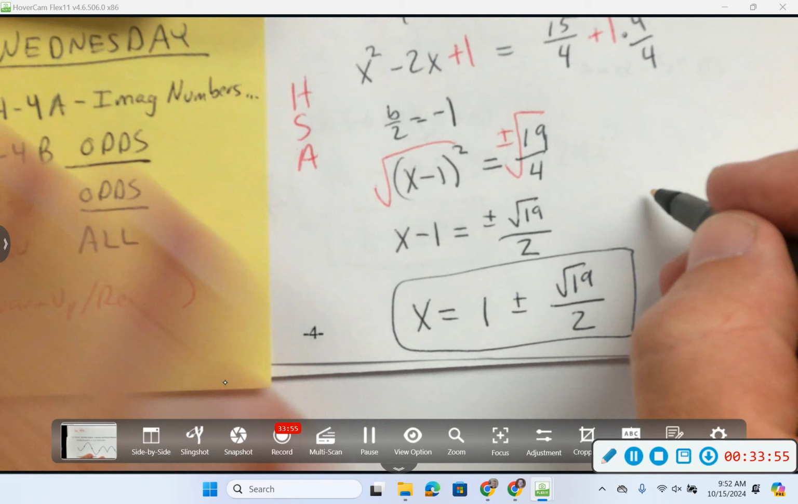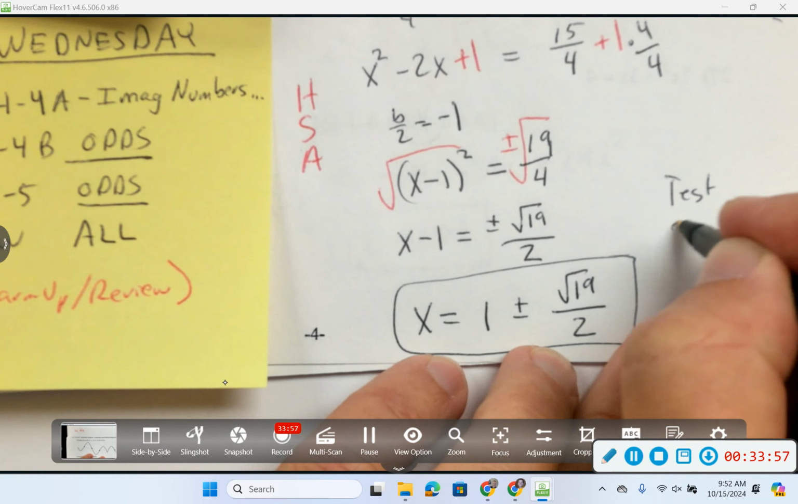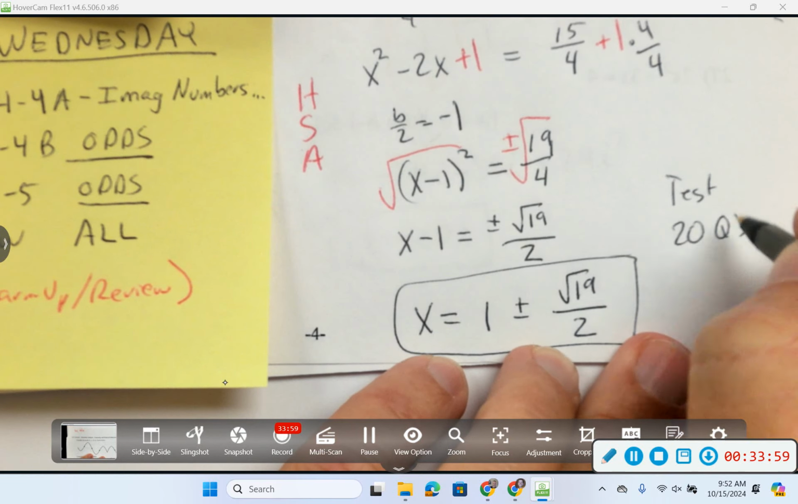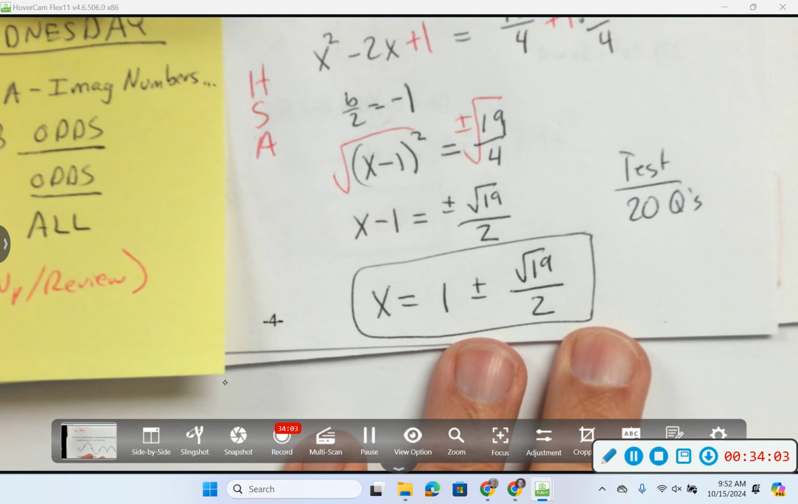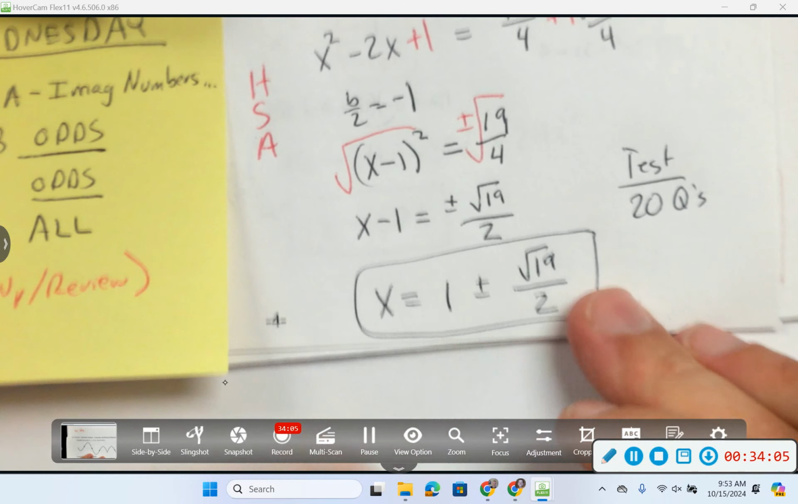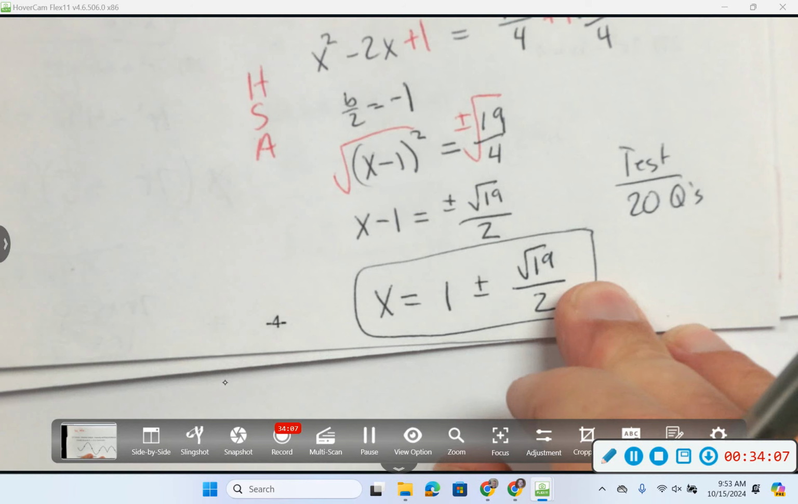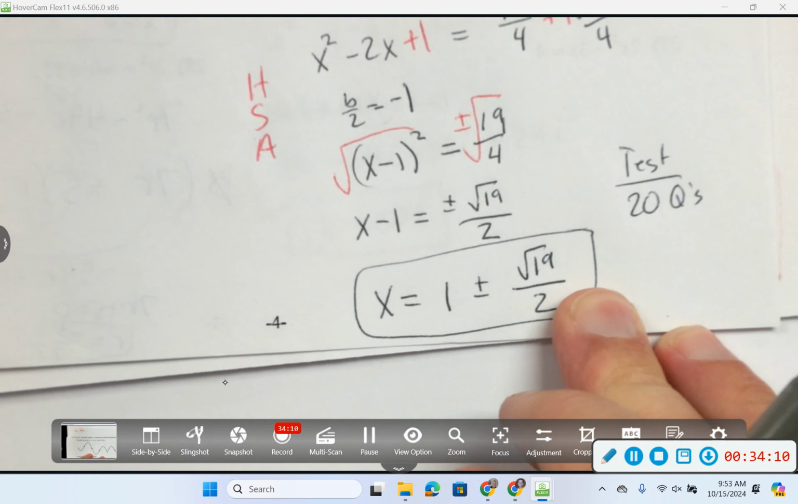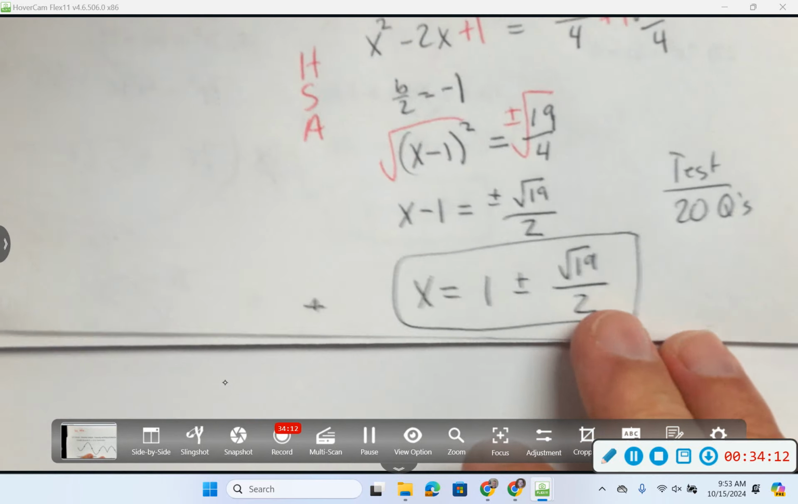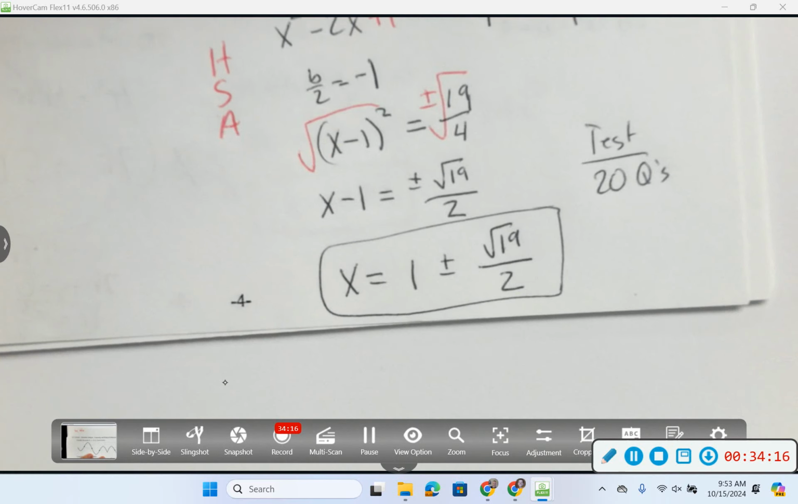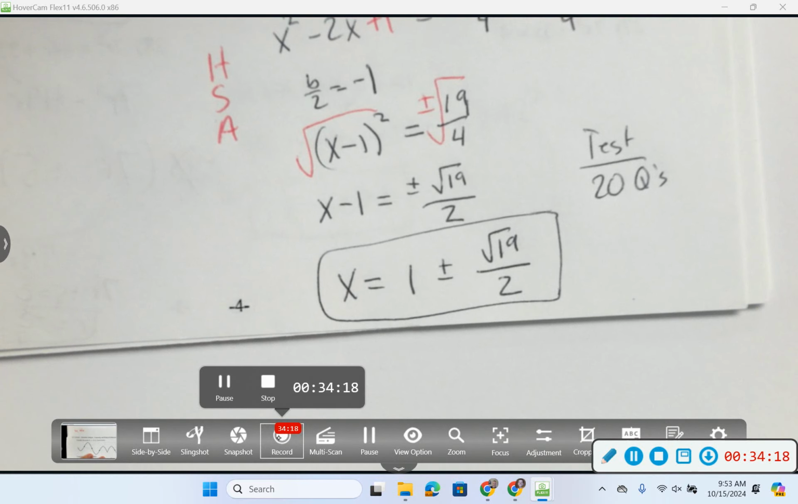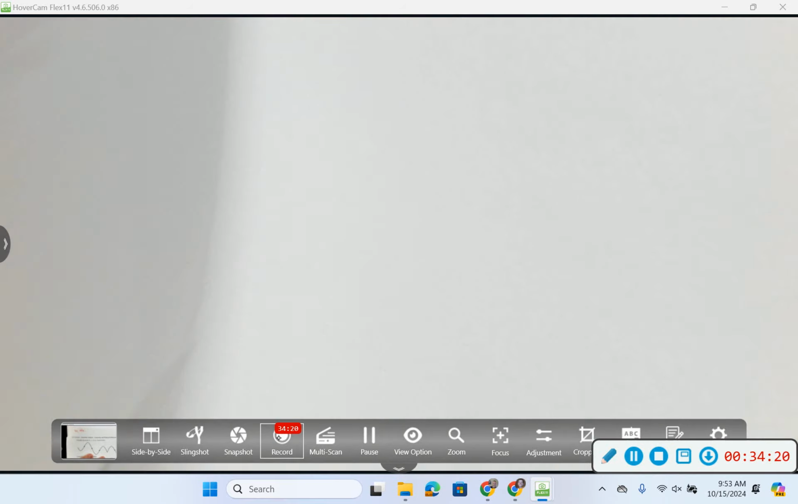I think I said this earlier, the test is 20 questions. It's very much like the review, I would say, except for the last few, which are multiple choice and a little bit trickier. It'll test your understanding more than just straightforward doing a problem. And so I would watch the video, if you haven't already, of the challenge problems.